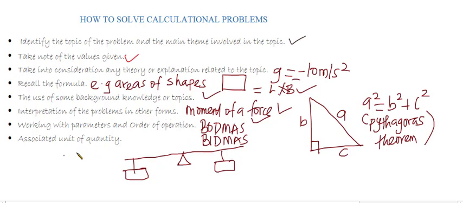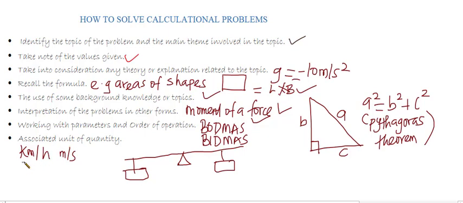Now the last part is the associated unit of quantity. Here, like the speed example I worked with earlier on, I had to convert the hours to seconds because I had to use the unit to solve for the value of speed, because I know that speed has some standard units of measurement, which are kilometer per hour or meter per second, either case. So you actually have to use the associated unit of quantity.